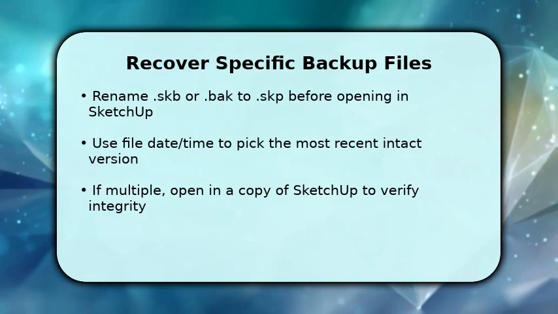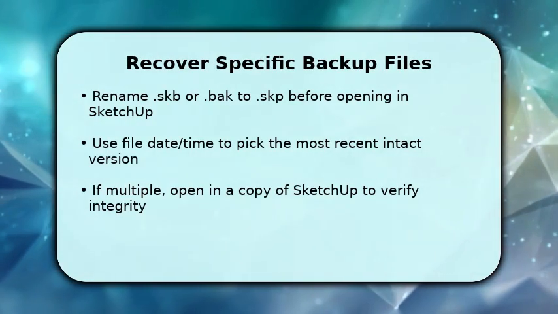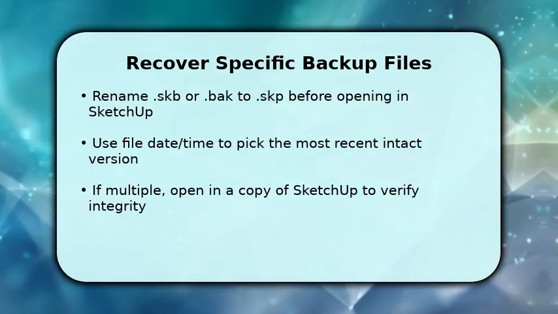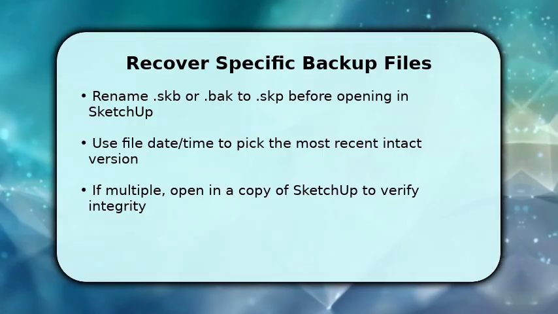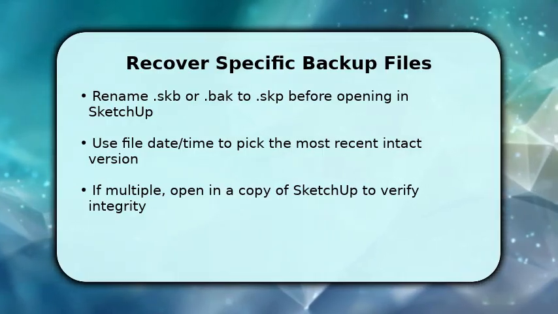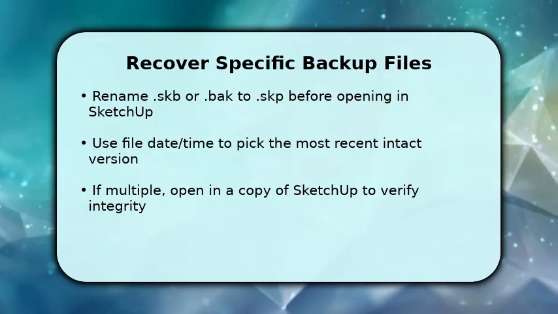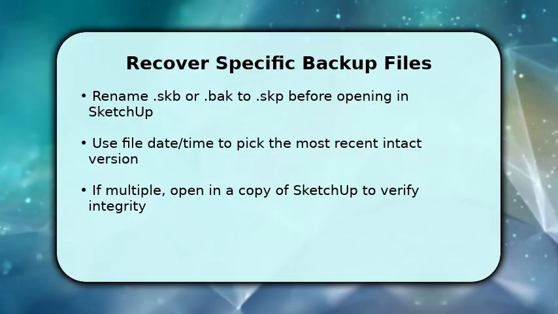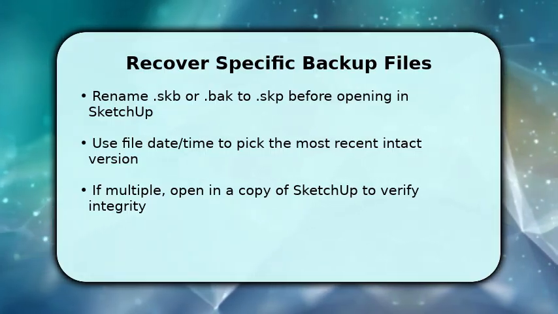Next, identify candidate backup files by extension and timestamp. You want the most recent intact copy. If a file ends with .skb or .back, duplicate it and change the extension to .skp so SketchUp recognizes it. Once renamed, open the copy in SketchUp rather than the original to avoid accidental overwrites.